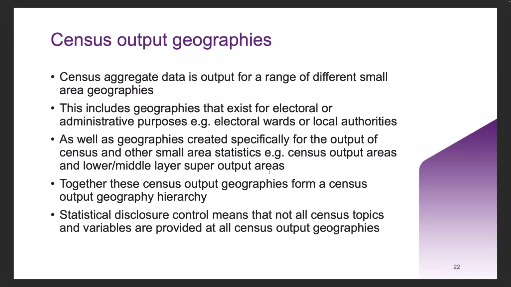But the thing you have to be aware of is this thing called statistical disclosure control, which means that not all the census topics or the census tables are available at all geographies. So you might find that certain possibly disclosive census variables could only be output at higher geographies, like ward or district, and would not be available at output area level, which might have an effect on the sort of research questions you can ask.